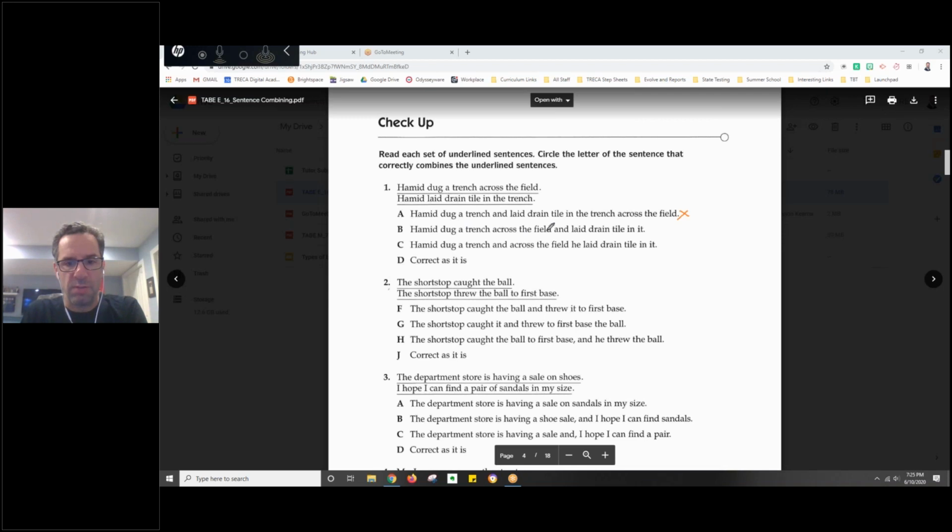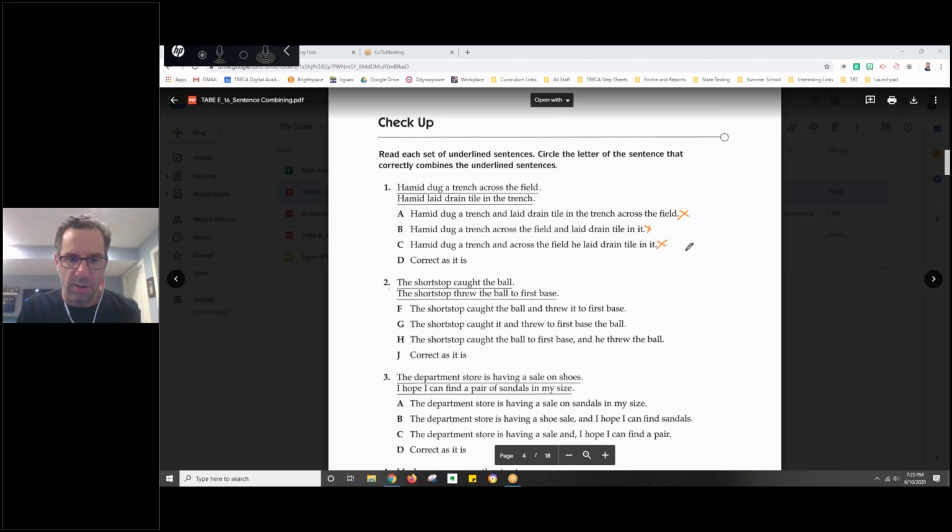Hamid dug a trench across the field and laid drain tile in it. Doesn't make sense to me either. Hamid dug a trench and across the field he laid drain tile in it. That one definitely doesn't make sense to me. Hamid dug a trench and laid in the trench. Man, I'm not sure about this one. It doesn't.